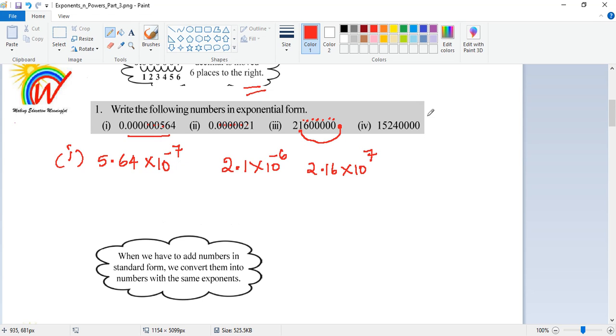Now here again the point is over here. I have to shift it up to the 1. So I can write 1.524 into 10 to the power of, let us count, 1 2 3 4 5 6 7. So 10 to the power of 7 again. Okay, right. So now come to the next thing.